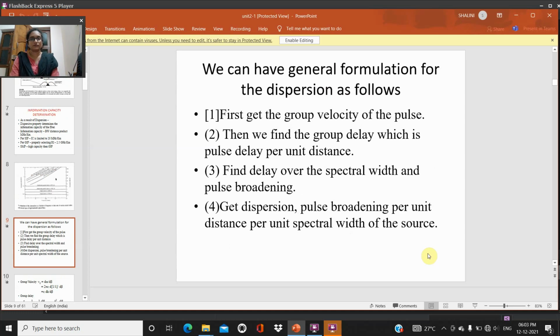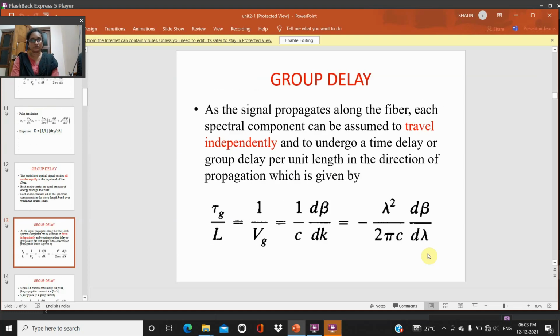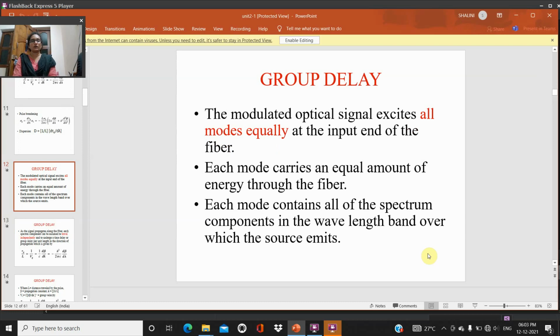Next, group delay. So what is the group delay?